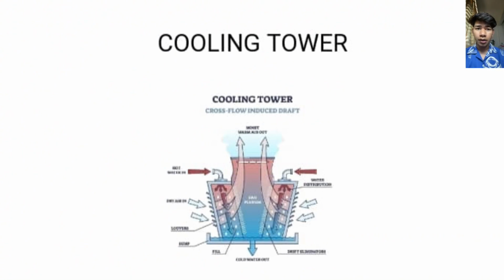So today I want to explain about cooling tower and generator in nuclear power plant. So for the cooling tower, the first point is heat removal. The nuclear reactor produces a significant amount of heat that is transferred to a cooling medium, often water, which then needs to be cooled to maintain the efficiency of the power plant.